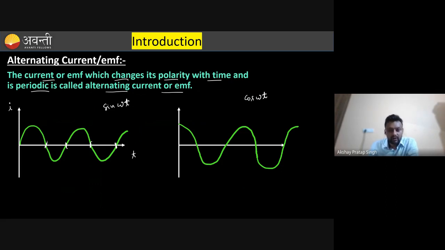Now, one more thing. After this simple discussion, what are the two conditions for current to be alternating? What is the first condition? It must be periodic. What is the second condition? It must change its polarity. Polarity means direction. It must also change the direction. Then it will be called alternating current. Clear?